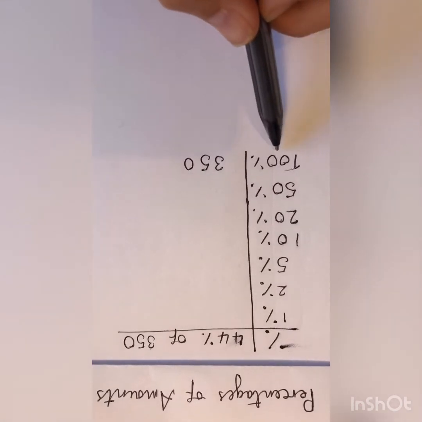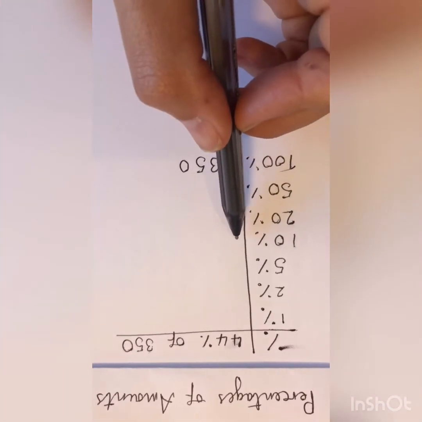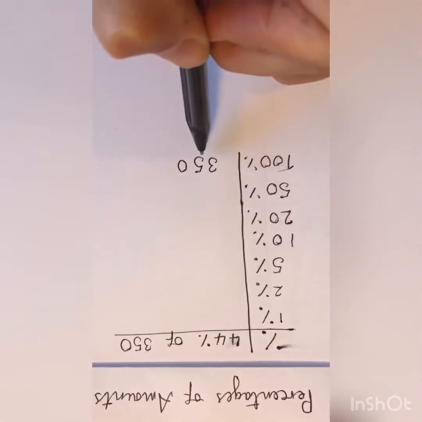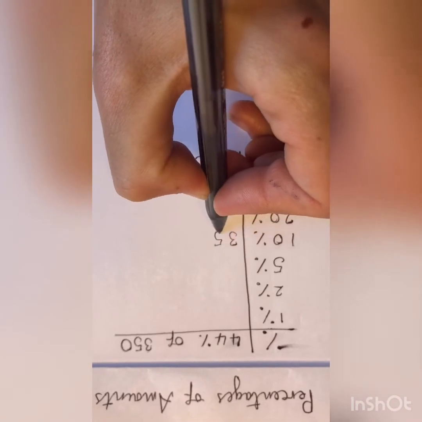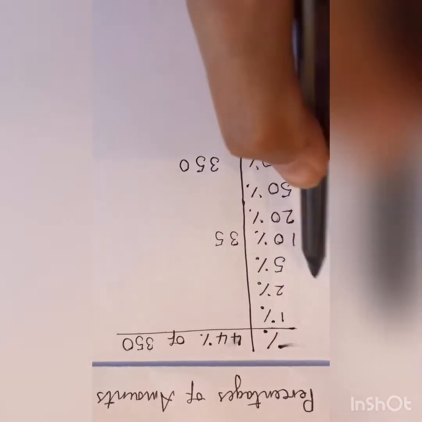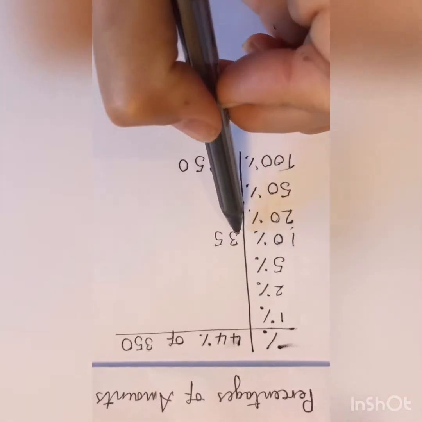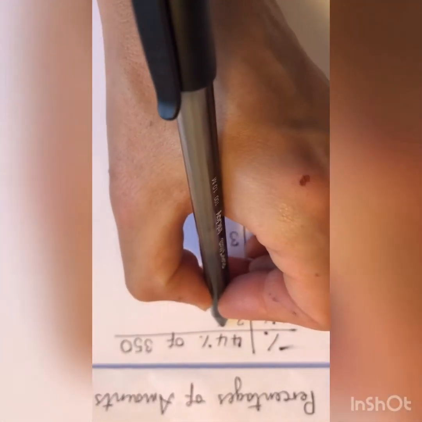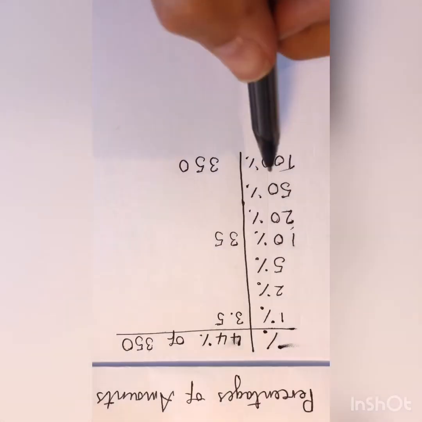So if we know that 100% is 350, we can do 10% immediately because that's just 10 times less than 100 is 10. So 10 times less than 350 is 35. I'm going to do 1% straight away as well. I know that 10 times less than 10 is 1. So 10 times less than 35 is 3.5.